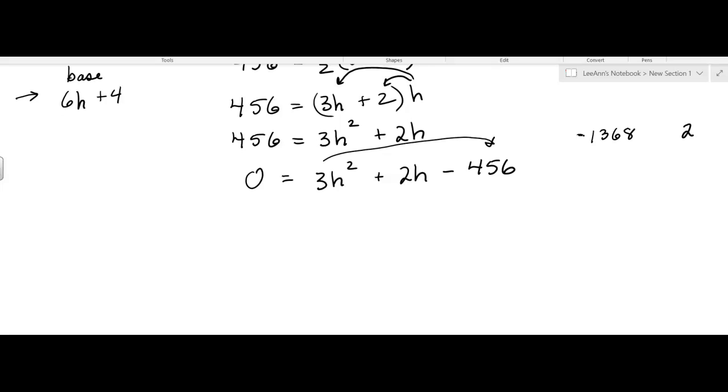Gosh, what goes into 1368? Well, I need the numbers to be fairly close together. So I'm thinking it's probably like, I don't know, let's see what the square root of that is. It won't be exact, but it might give us a good approximation. All right, so it's saying maybe 36 goes in. I know 3 goes in. I know 2 goes in. So, you know, I could do that.